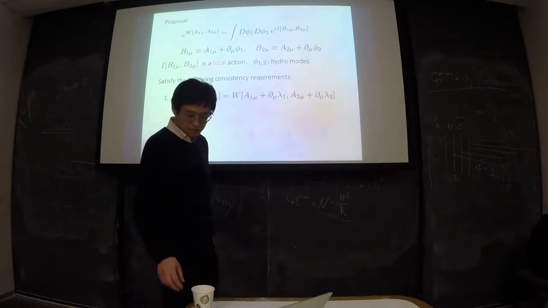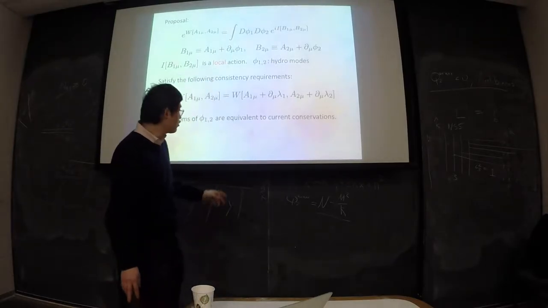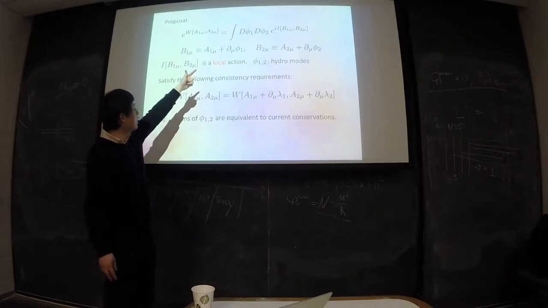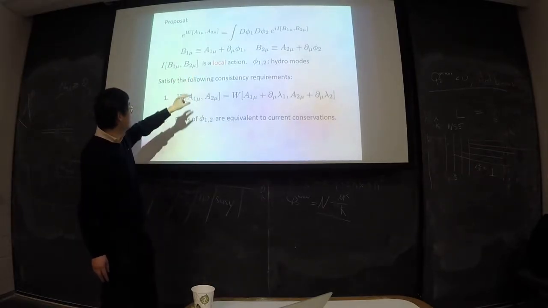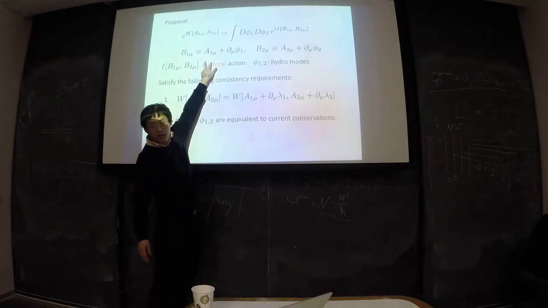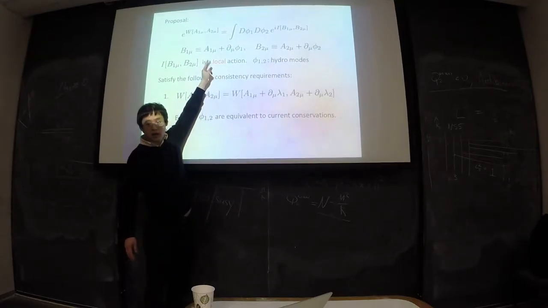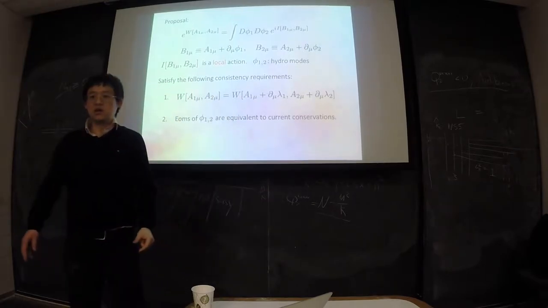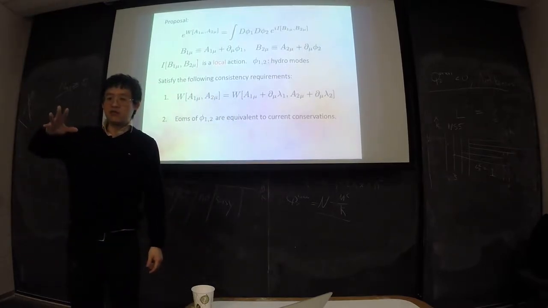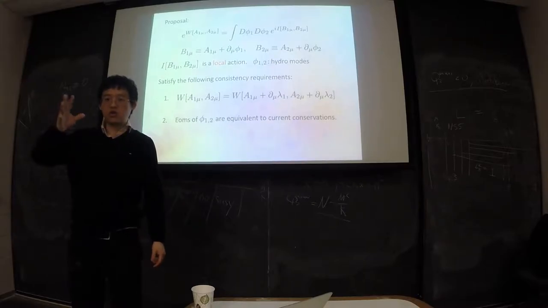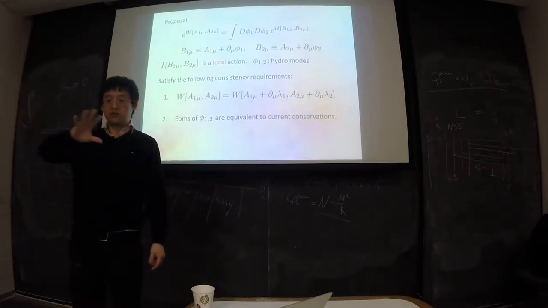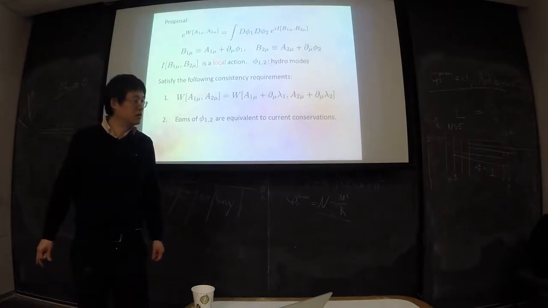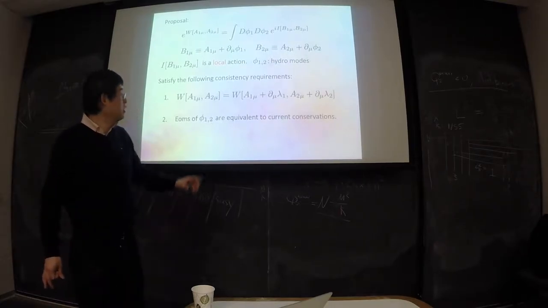There's another thing: the equations of motion of phi 1, phi 2 are precisely equivalent to current conservation. You can see it from here: if you take the derivative over phi 1, you can shift it to A 1, and that corresponds to the current conservation. The equations of motion of phi 1 and phi 2 are automatically equivalent to the Ward identity for the current conservation. And is the claim that it will be unique, or unique order by order?